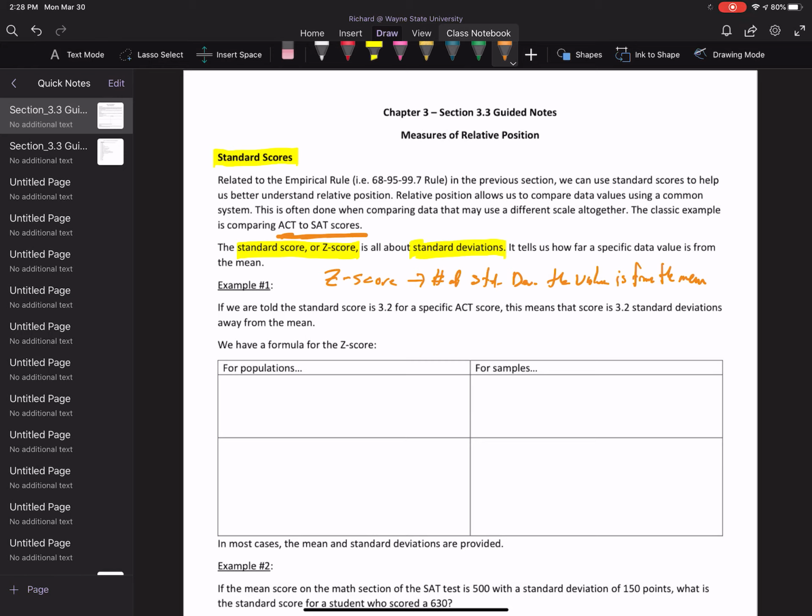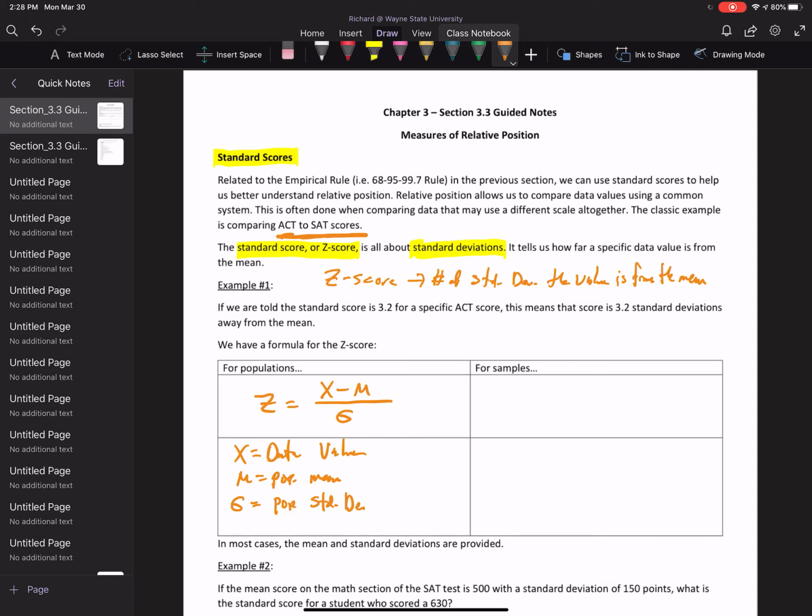Of course, we have formulas that we have to use. You don't have to memorize the formulas. Formulas are provided on the formula sheet. The formula says z, for z-score, equals the data value x minus the mean mu, divided by sigma. Again, that's for populations. So x is the data value, mu is the population mean, and sigma is the population standard deviation.